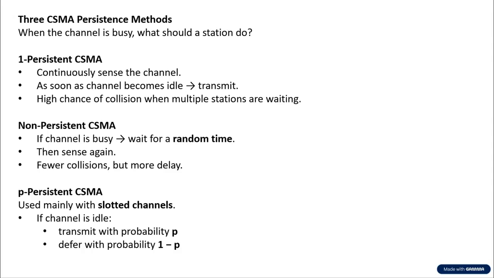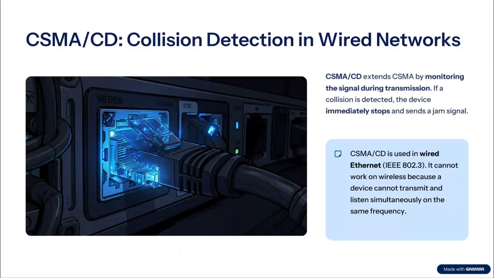With non-persistent CSMA, devices wait a random amount of time before checking again. This reduces collision but adds delay. Finally comes the P-persistent CSMA, which is used in slotted channels, where devices transmit with a probability of P when the channel is idle and defer with a probability of 1 minus P.